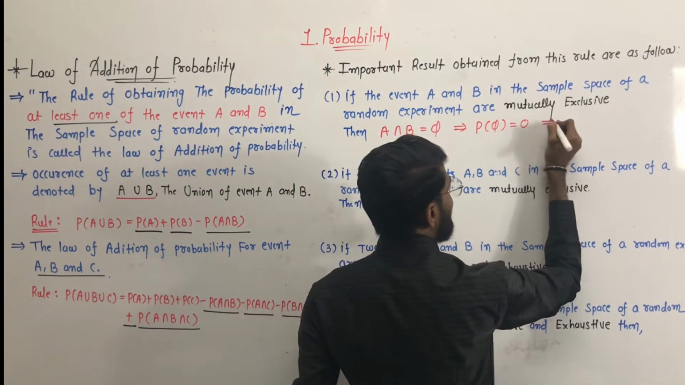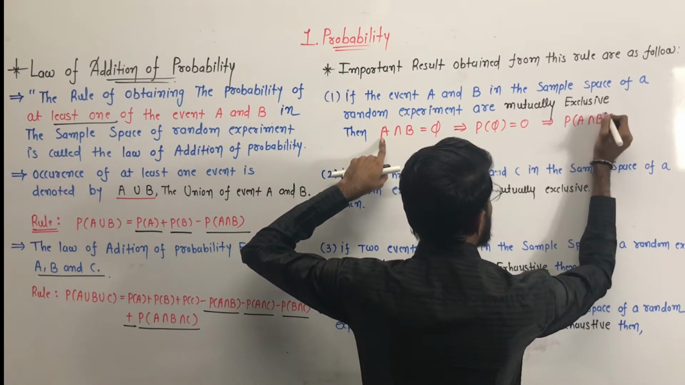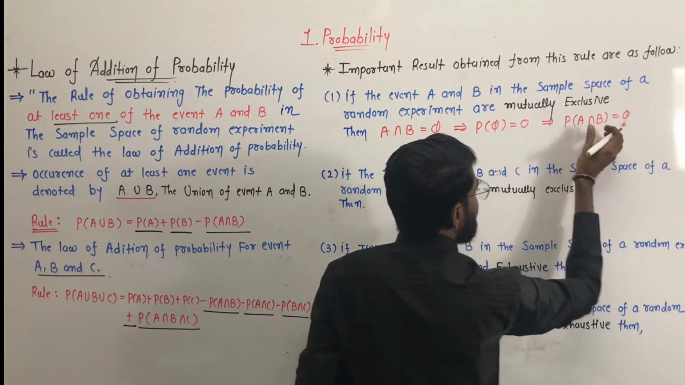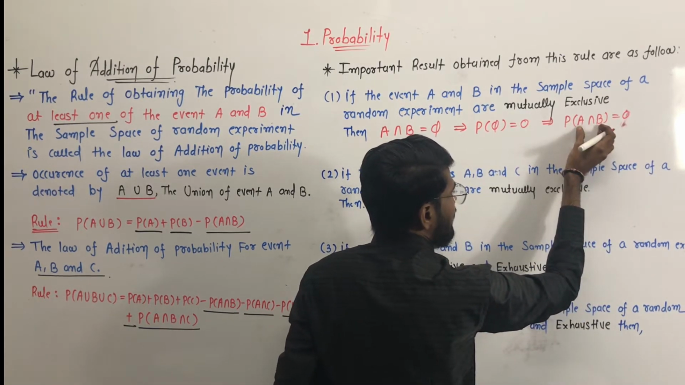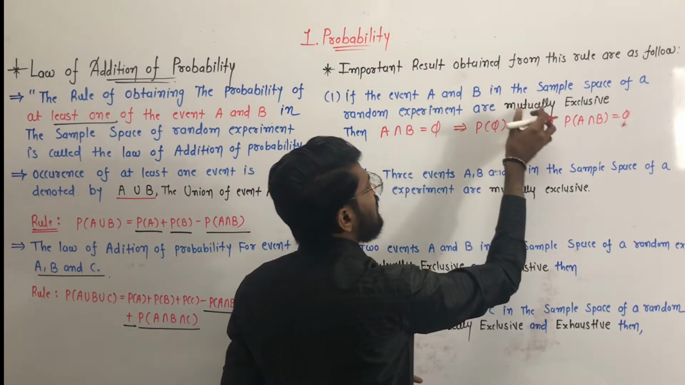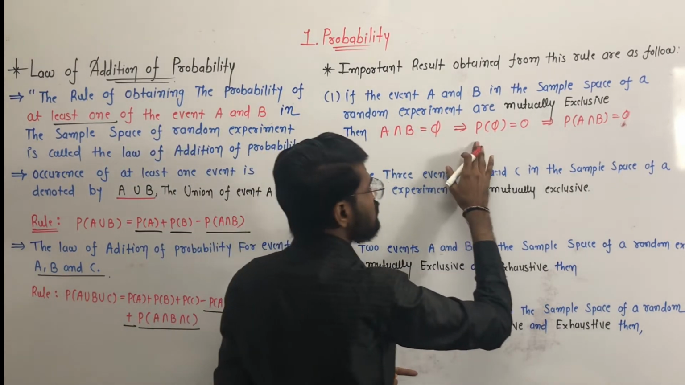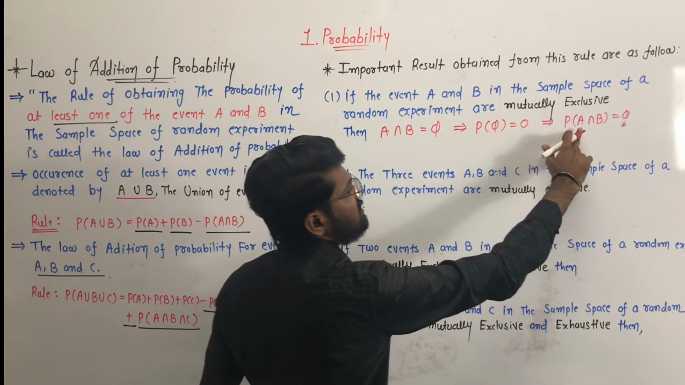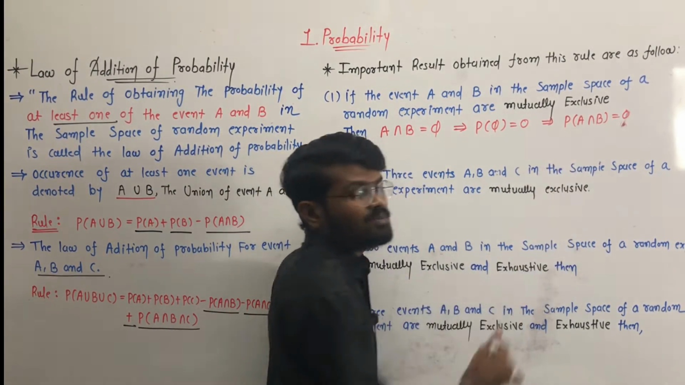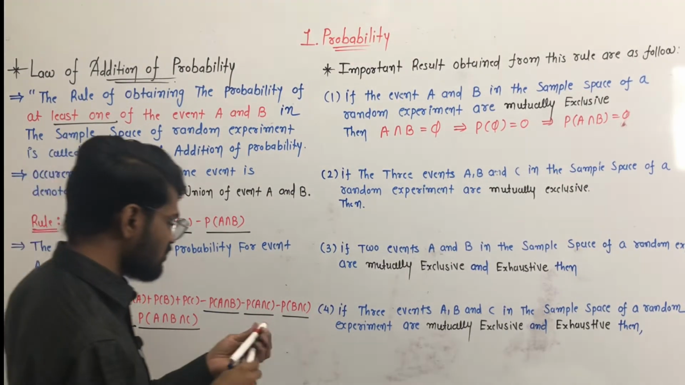Yes, so we can write that the probability of the intersection of events A and B is φ, which is equal to 0. Yes, because the intersection of A and B is empty when events A and B are mutually exclusive. So when A and B are mutually exclusive, the probability of the intersection of A and B is equal to 0, and we can put it in this equation.